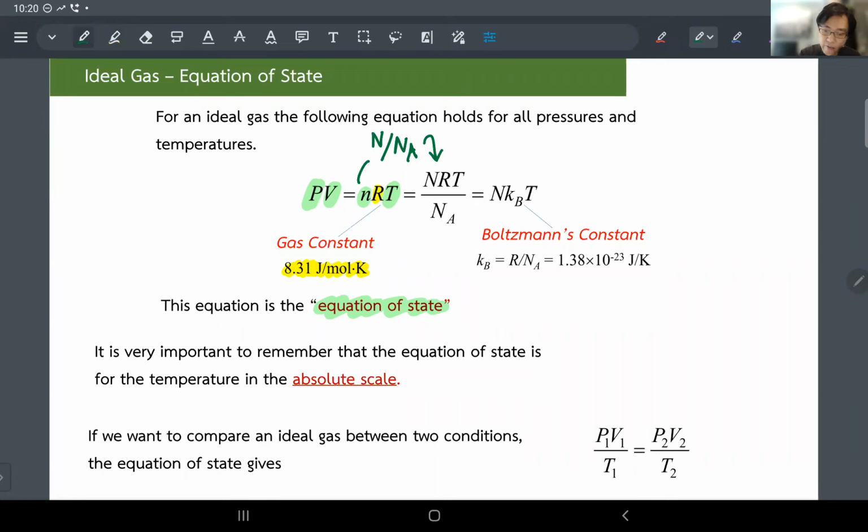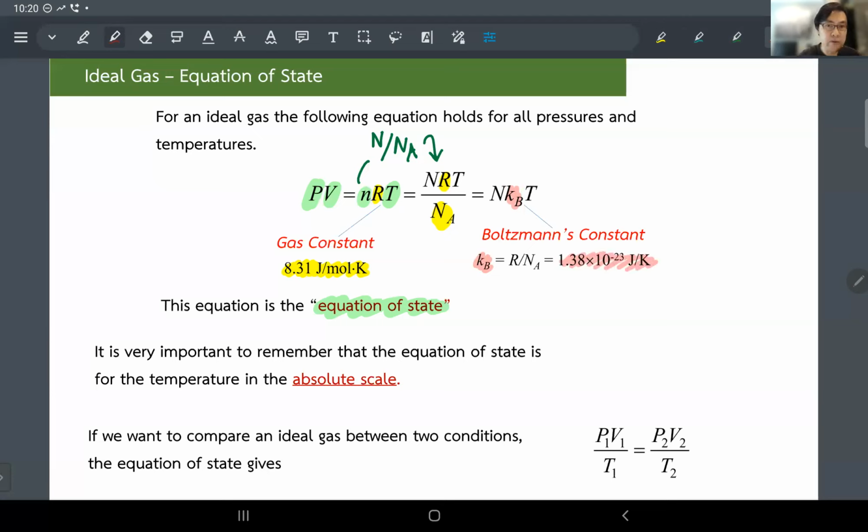And that will lead you to this right here. You have R with N sub A, the Avogadro number, in the bottom. This ratio gives you another constant, because R is constant and N sub A, the Avogadro number, is constant. So the ratio of those two constants gives you another constant, and that constant has a name. It's called the Boltzmann constant right here, and it has a specific value there as well.